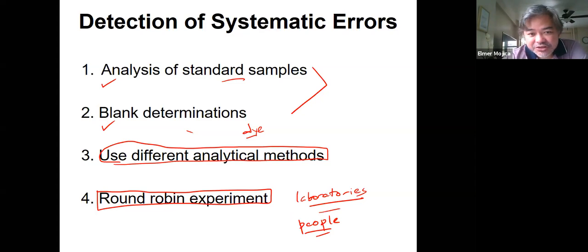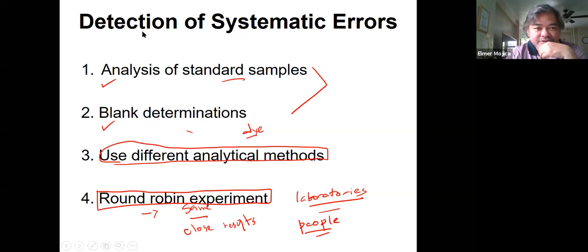So what should be the results in the round robin experiment? Either they have the same results or at least values that are close to one another. So, question on that.